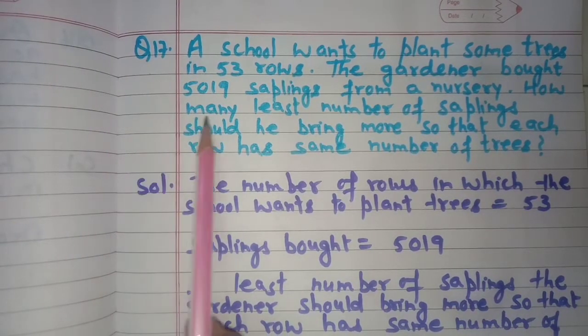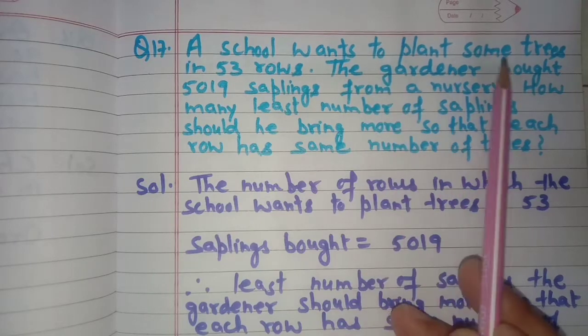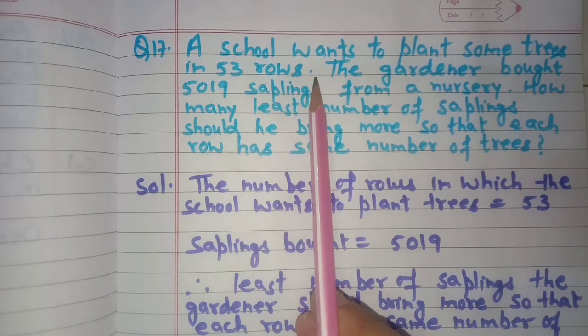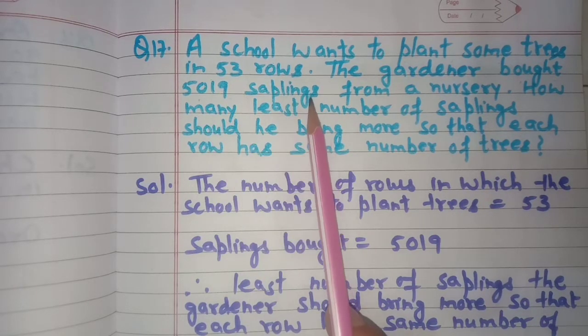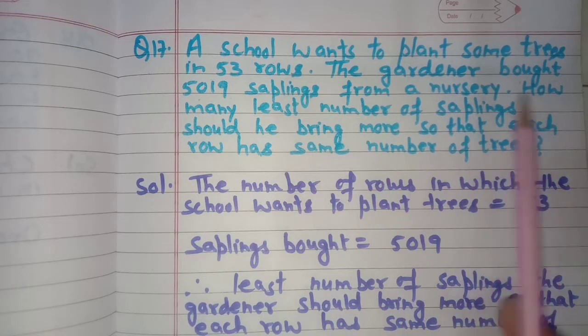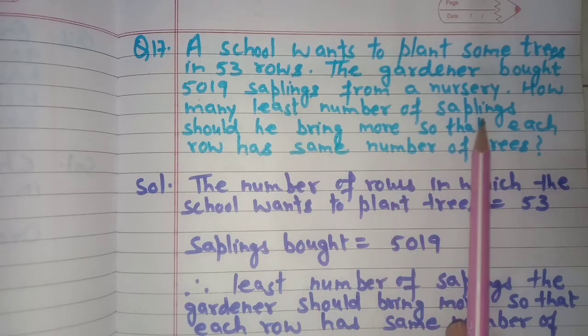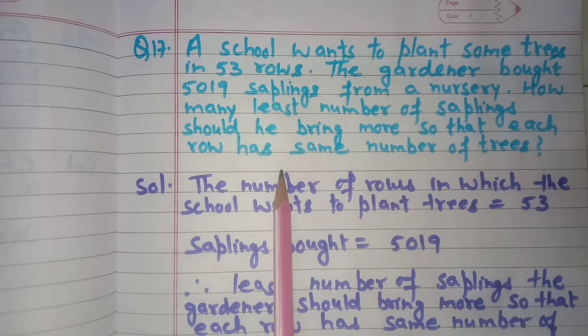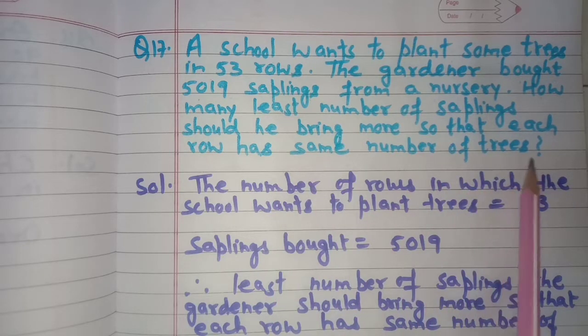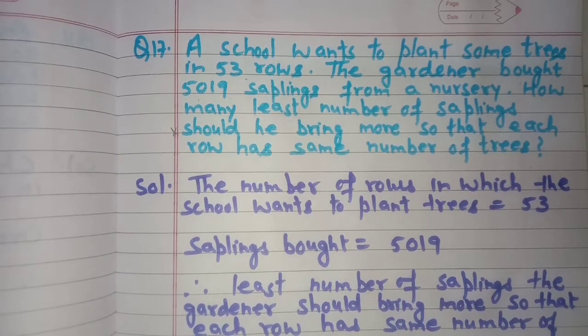Question number 17. A school wants to plant some trees in 53 rows. The gardener bought 5019 saplings from a nursery. What is the least number of saplings he should bring more so that each row has the same number of trees? So we need to find how many least number of saplings he should bring more so that in each row there will be the same number of trees.